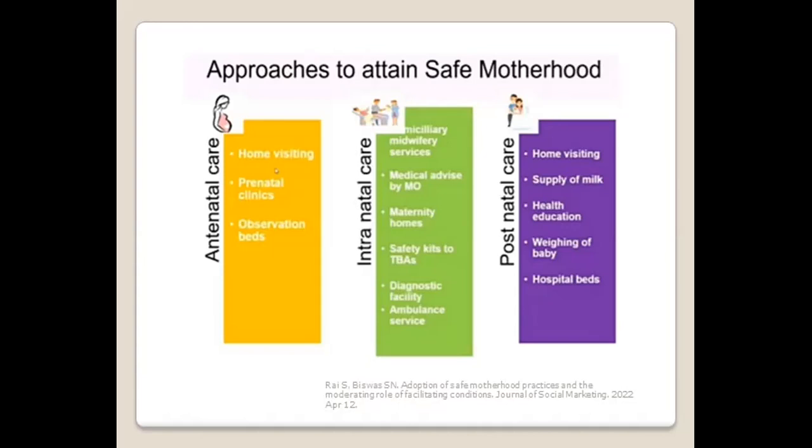In postnatal care, there should be home visiting for postnatal checkup. There should be welfare clinics for supply of milk, health education regarding immunization or family planning counseling. There should be growth monitoring of the child, and there should also be hospital beds for dealing with any complication during the postpartum period.